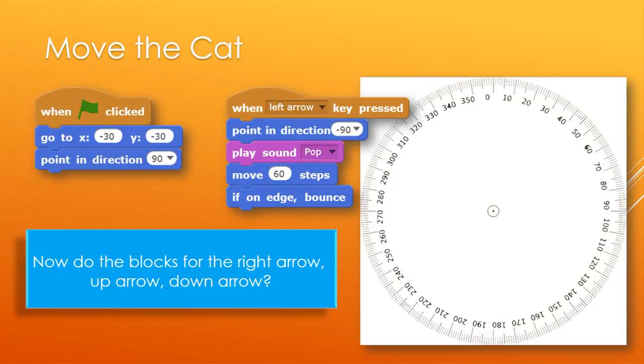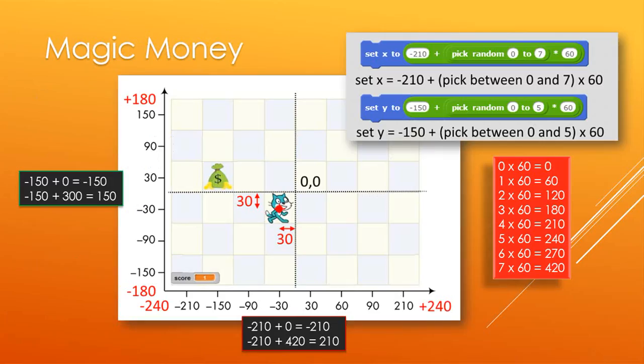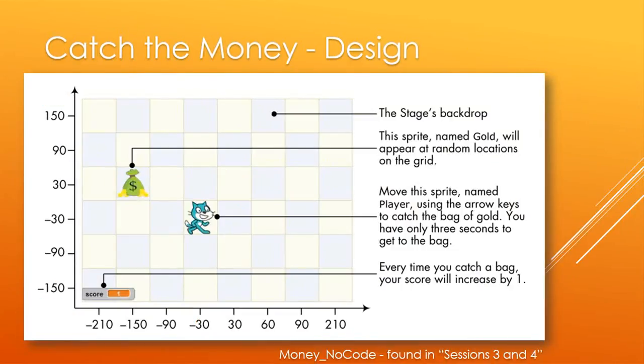For those of you who have got the flash drive and your computer's got the all clear, please plug it in and load up money_no_code. That'll have your sprites on, it'll also have your scoring, and it'll have your background. So you don't need to waste time going to look for those. Is everyone with me?